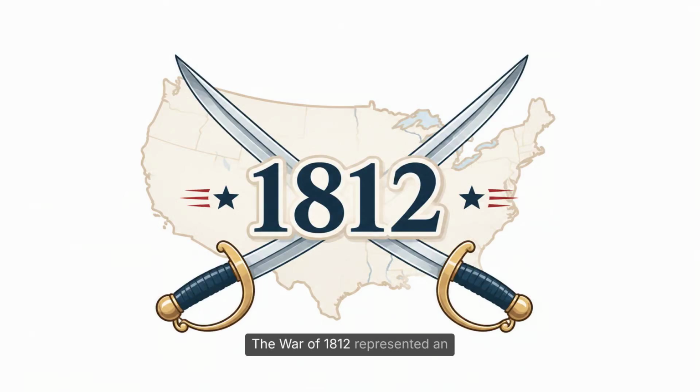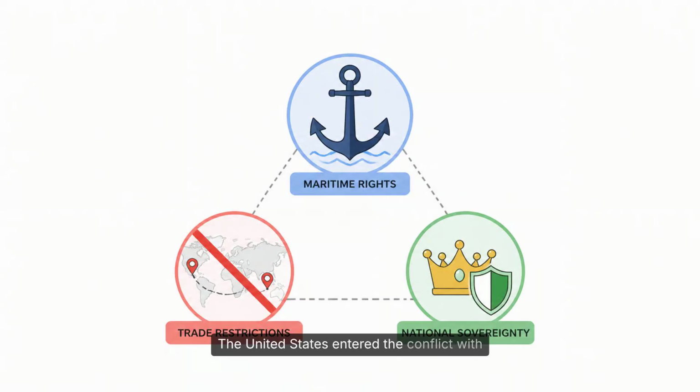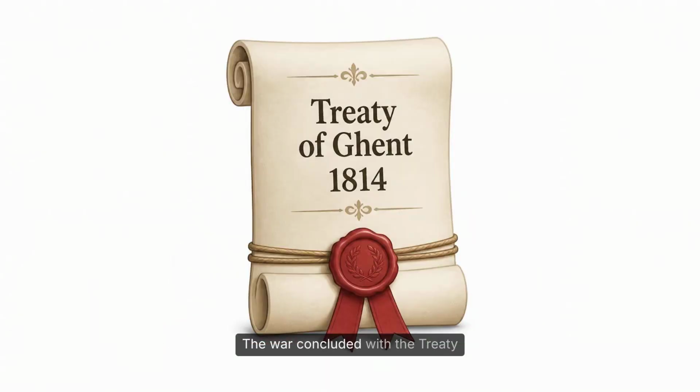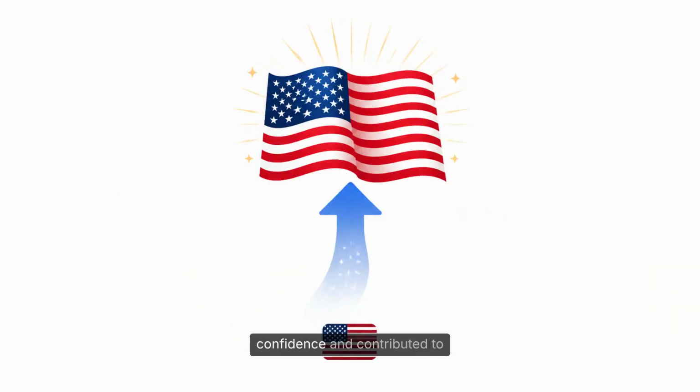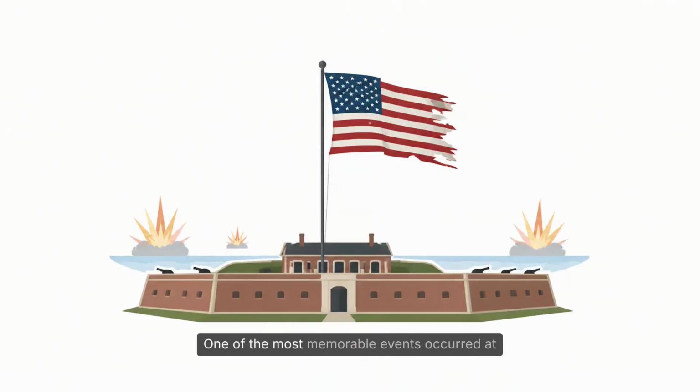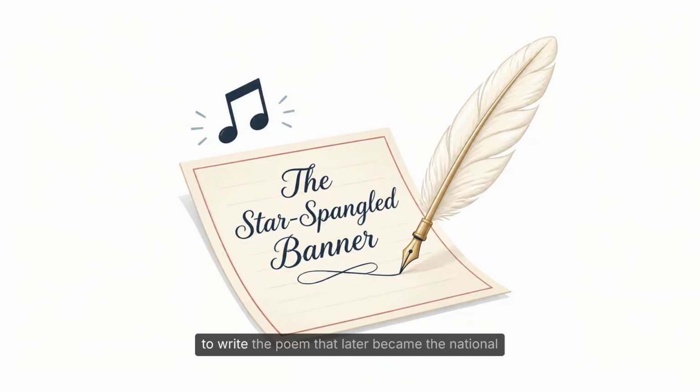The War of 1812 represented an important stage in this process. The United States entered the conflict with Britain over issues including maritime rights, trade restrictions, and national sovereignty. The war concluded with the Treaty of Ghent in 1814. It strengthened national confidence and contributed to a growing sense of American identity. One of the most memorable events occurred at Fort McHenry in Baltimore, where an American flag remained flying after a British bombardment. This event inspired Francis Scott Key to write the poem that later became the national anthem, The Star-Spangled Banner.